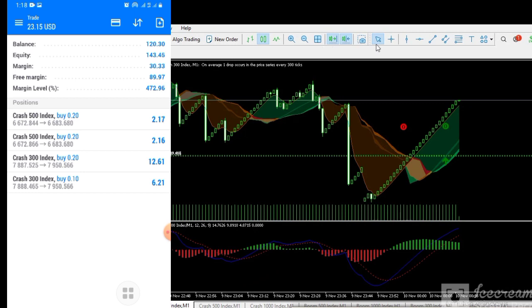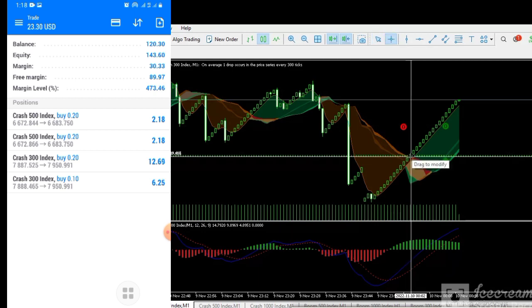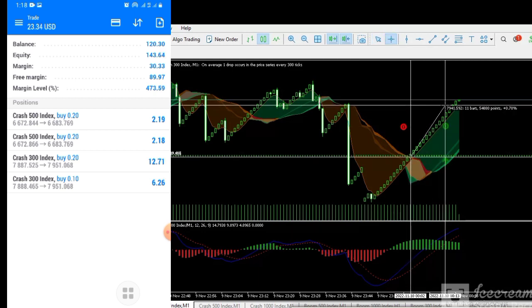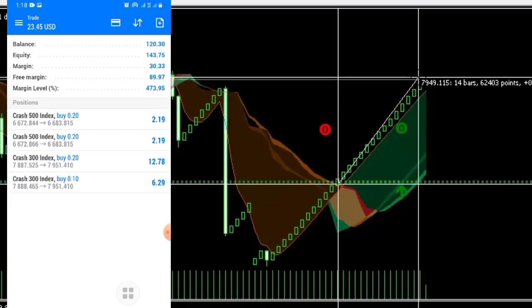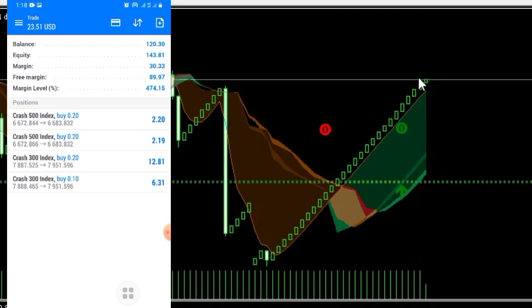This trade is Crash 300, and you see our entry at that particular point is because of the MACD turning from red to green. Remember, I told you guys your TP should be 10 to 20 candlesticks. We have so far gotten up to 14 candlesticks. That is how simple it is.